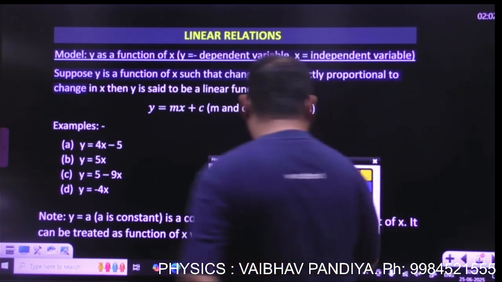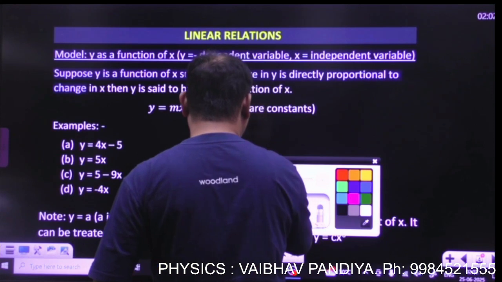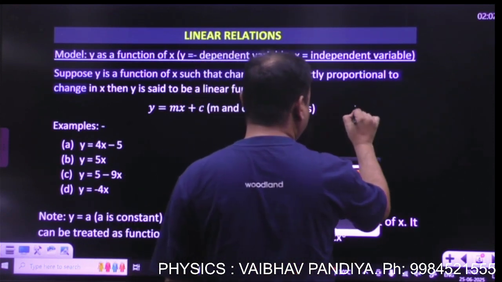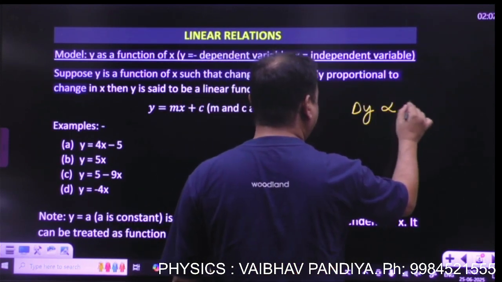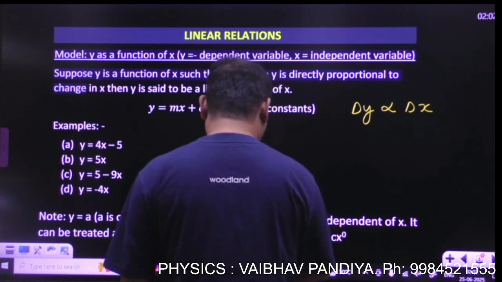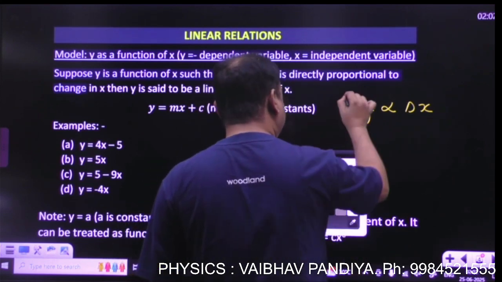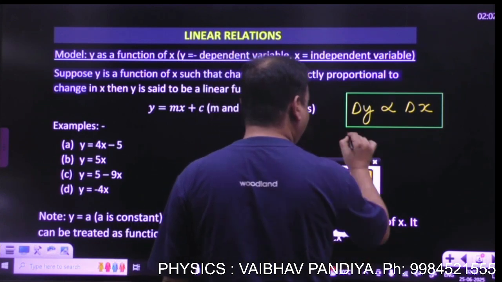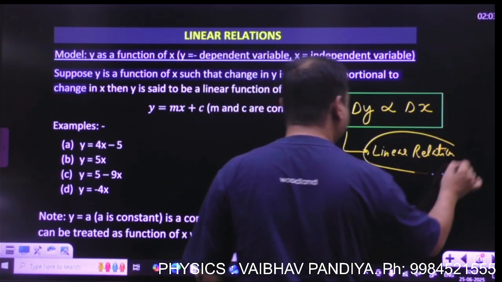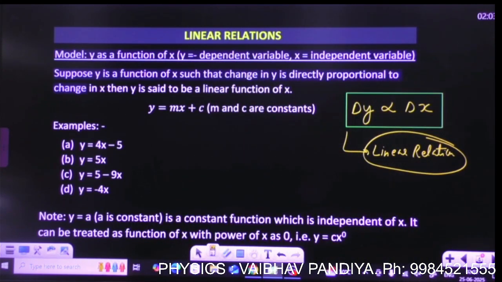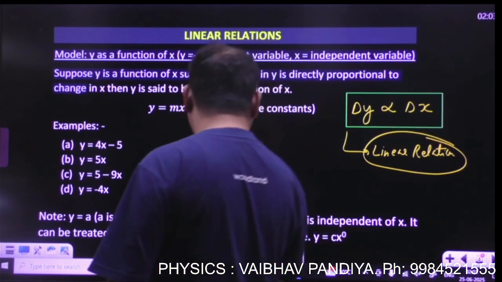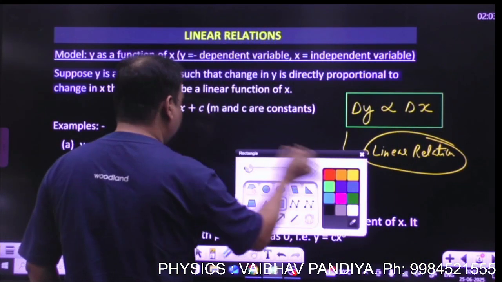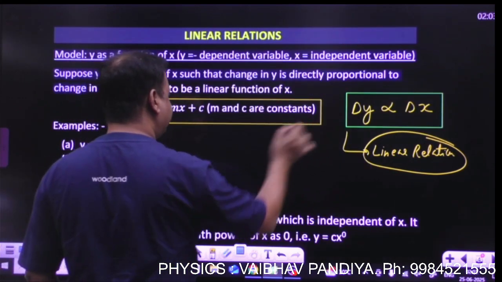What it means is, when you are changing x, of course y will change. The change in y is directly proportional to the change in x. If you are changing x 5 times, the y will also change 5 times. Then such a relation is called a linear relation. So we can express a linear function by the equation y is equal to mx plus c. y is equal to mx plus c.